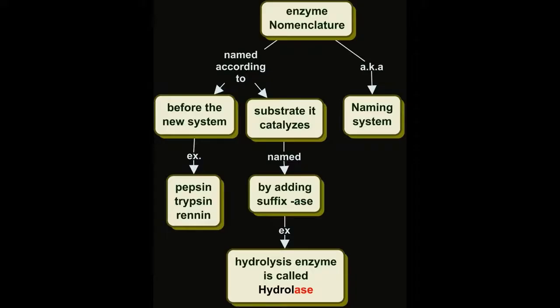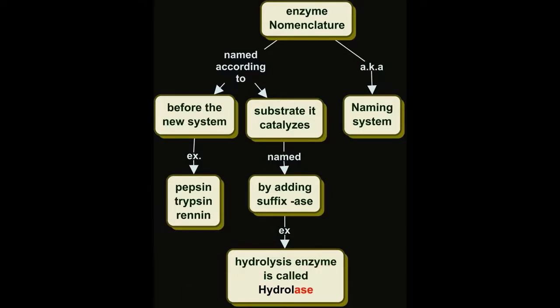The other type is based on the type of substrate that the enzyme catalyzes. This is done by adding the suffix -ase. For example, a hydrolysis enzyme is called a hydrolase, meaning that hydrolase is an enzyme used for the process of hydrolysis.